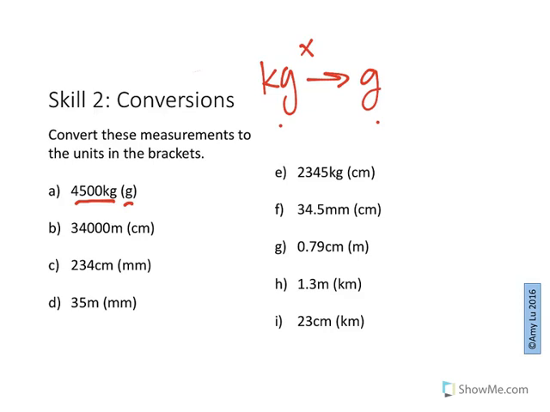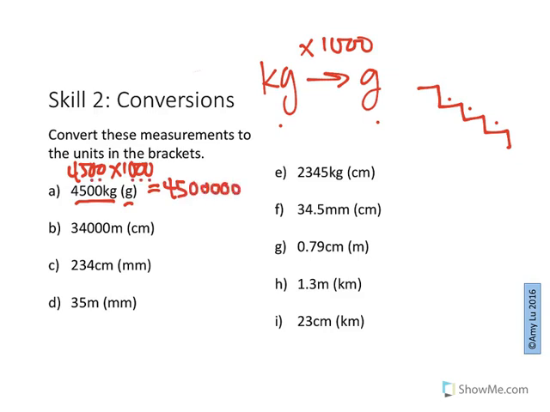Now on the step ladder, I know I have to go from kilograms 2 more spaces, and then I hit the grams. So that means I have to go once, 2 times, 3 times. I have to multiply by 1,000. Because I know that there's 1,000 grams in a kilogram, I have to now multiply. So 4,500 times 1,000 will give me 45 with 1, 2, 3, 4, 5 zeros, which means this is 4,500,000 grams.